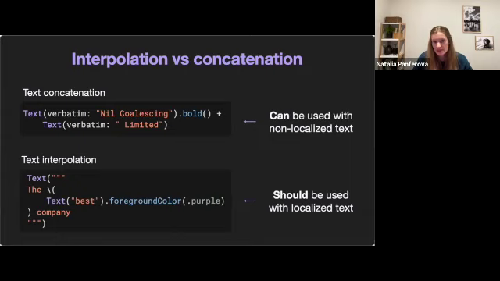Be aware, though, that text interpolation is preferred over text concatenation, especially for localized strings. Text interpolation keeps the order of the words flexible so that it's more appropriate for different languages where the order of the words in the sentence doesn't match the original one.